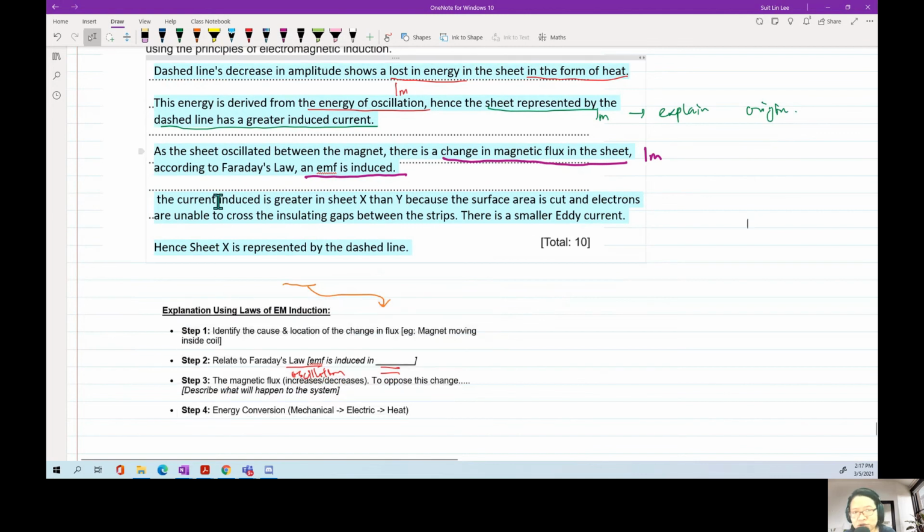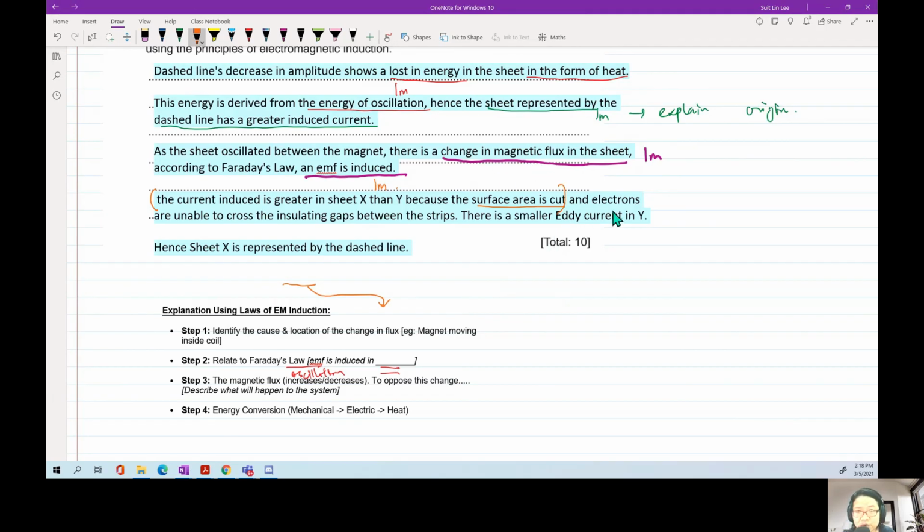And then next, the induced current is greater in sheet X because the surface current is X. Okay, hang on. There's smaller eddy current in Y. Be specific. If I am guessing, just a guess, saying that the current induced is greater in X is enough already. You could say because the surface area is smaller because you cut out certain parts, right? So this one is 1 mark.